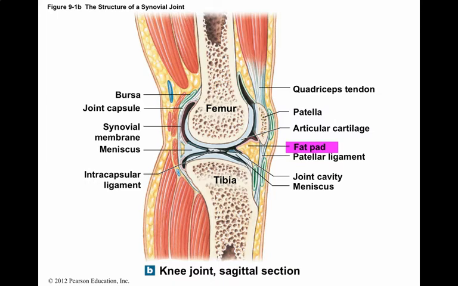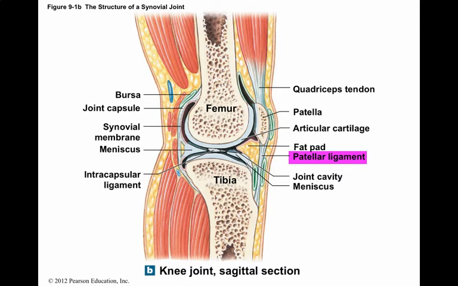Fat pads are localized masses of adipose tissue that are covered by a layer of synovial membrane. These fat pads protect the articular cartilages. When the bones move, the fat pad fills in the spaces created as the joint cavity changes shape.